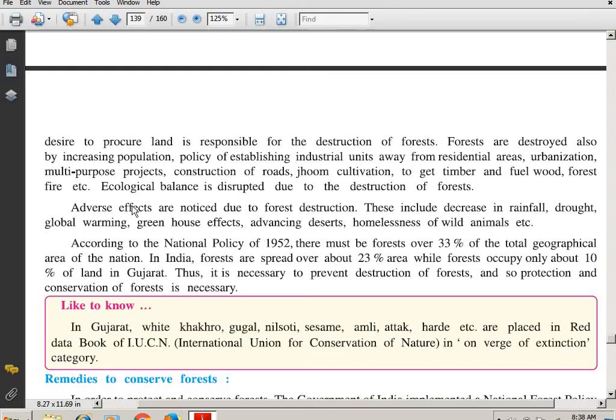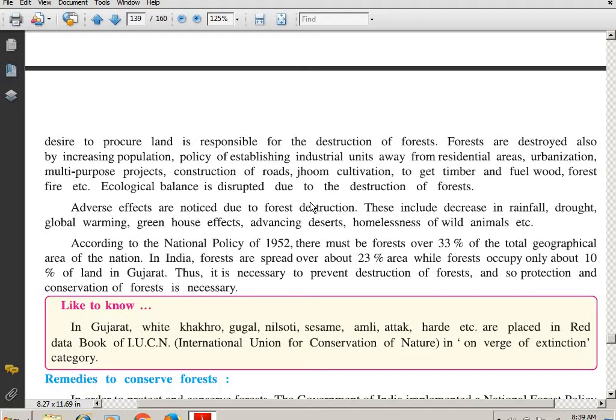Forests are destroyed also by increasing population, policy of establishing industrial units away from residential areas, urbanization, multi-purpose projects, construction of roads, zoom cultivation, to get timber and fuel wood, forest fire, etc. Ecological balance is disrupted due to the destruction of forests. So students, because of man's insatiable need, this cycle of the forest also has been getting disturbed.